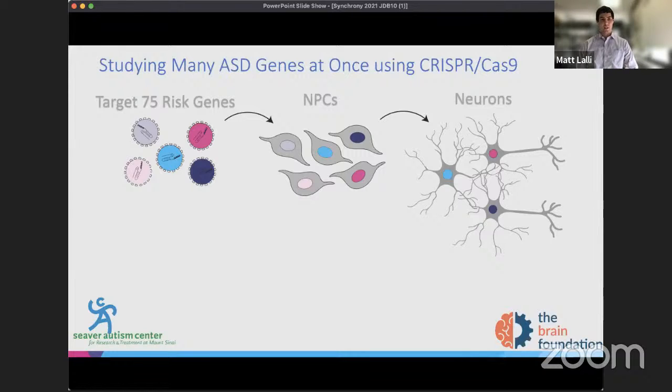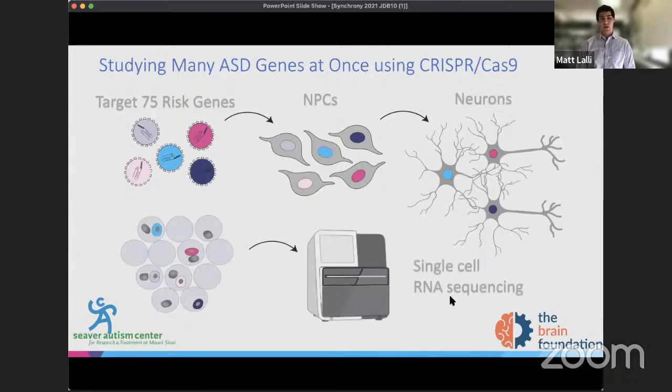So how do we tease out the effects of each of these? We use another technology called single-cell RNA sequencing, in which we put these individual cells into tiny droplets and then perform RNA sequencing on each of these separately.